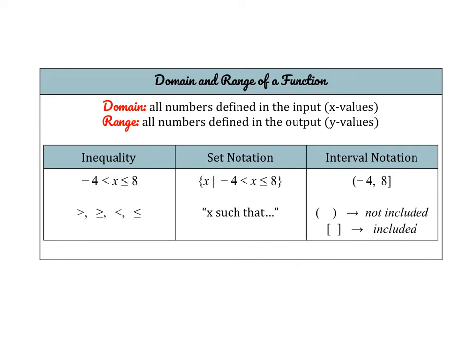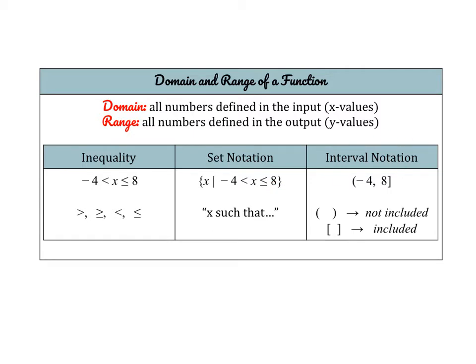Now, set notation looks very similar to inequality notation, except it looks a little bit fancier. So here we have to include these fancy brackets, and then we're going to have x or y, and then we have a vertical line, and then we essentially write the inequality here. So here we would read this as x such that negative 4 is less than x is less than or equal to 8, or x such that x is between negative 4 and 8, including 8.